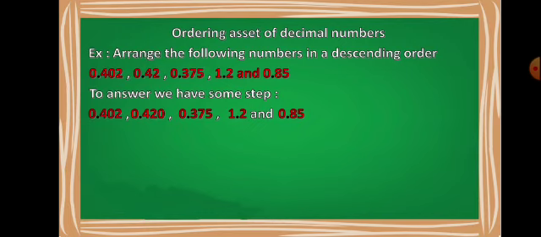The third point: compare the tenths. When the tenths are the same, move to the hundredths. So the answer, or the order, is: 1.2, 0.85, 0.42, and 0.375. Now we are finished. Goodbye.